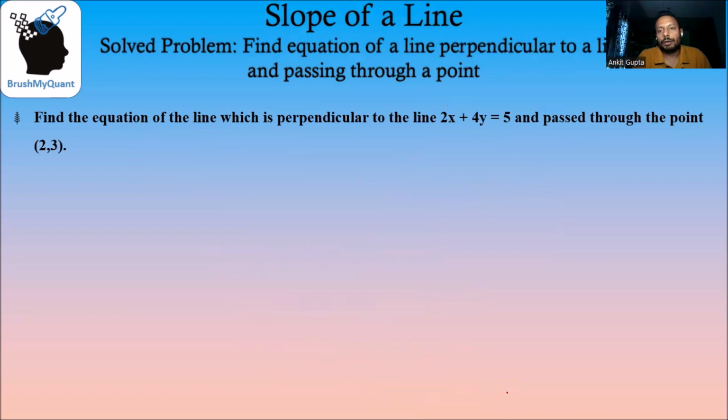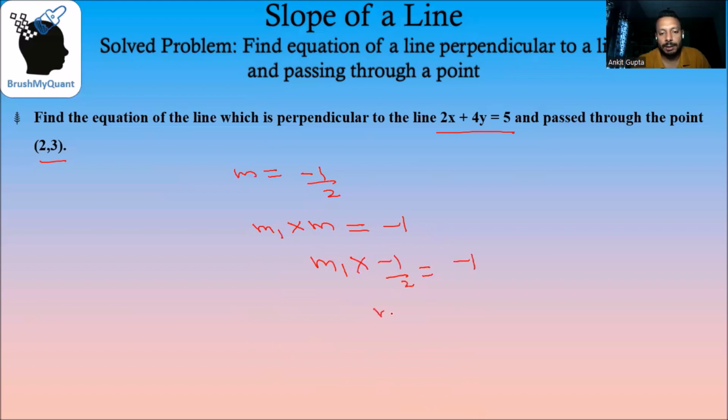Now we need to find the equation of a line perpendicular to a line and passing through a point. Again, the same line is given to us, 2x plus 4y is equal to 5, and it passes through this point. We already know the slope of this line is equal to minus 1 by 2. That means the slope m1 of a line perpendicular to this line will be given by m1 multiplied by m is equal to minus 1. So m1 multiplied by minus 1 by 2 is equal to minus 1. That means m1 will be equal to 2.